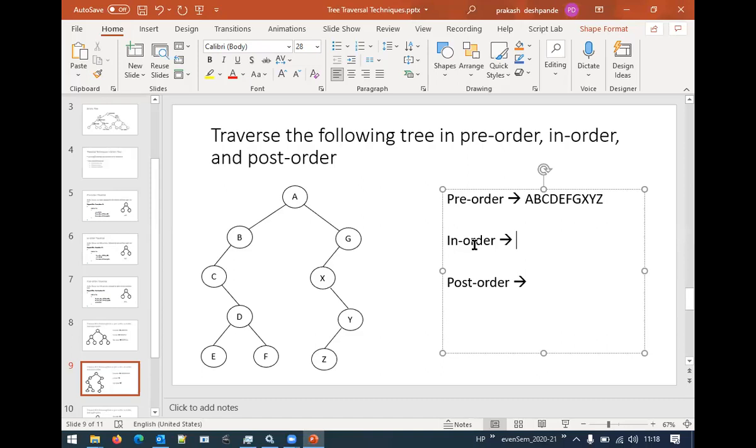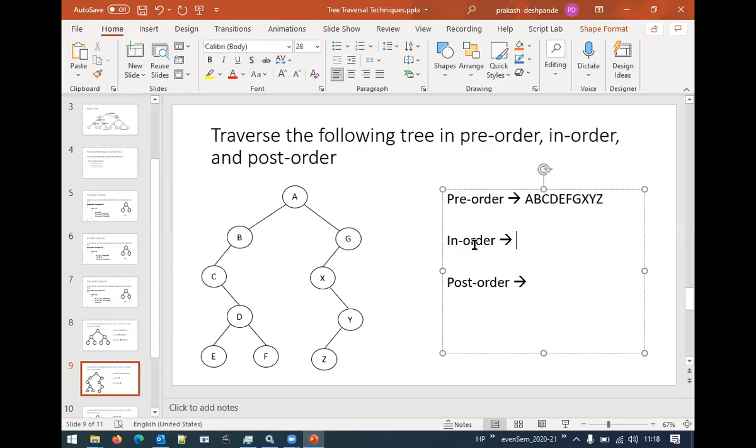Left of B. Left of B is C. Is C a root node? Yes. C is a root node. Then left of C. Left of C, is there anything? No. Now what should we do? Right of C. Right of C is what? D. Is D a root node? Yes. Then left of D. Left of D is what? E. Is it a root or is it a leaf?